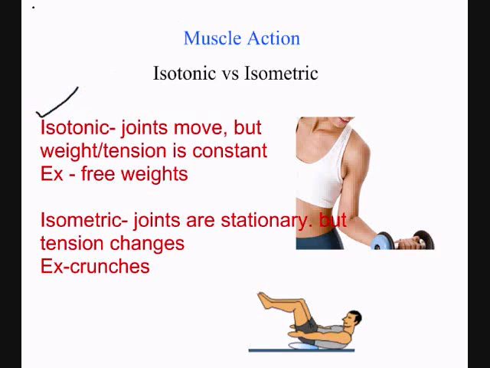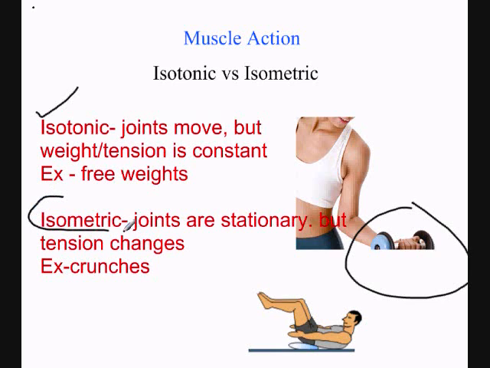So let's talk about isotonic. That's the first one here. Now that's where joints move and the muscle length moves, but the weight, the tension, is constant. A really good example of that would be this picture over here. You can see that person is lifting with free weights. So if I'm pumping up a 30-pound free weight, obviously my elbow joint is moving and my muscle length is changing, but the actual weight, the 30-pound weight, is not changing at all. Isotonic. Iso means the same. Tonic means tension in this case.